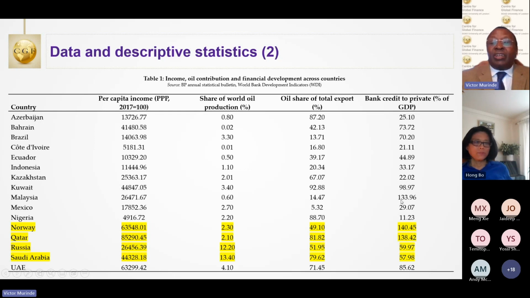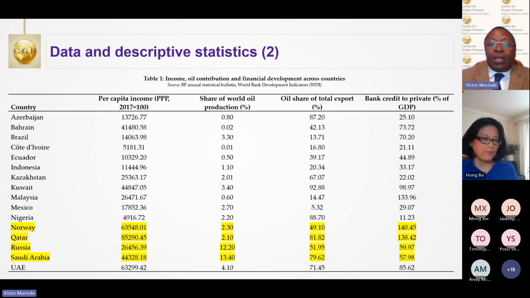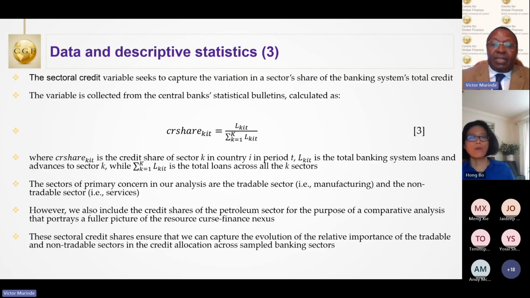Whereas the highest share could be, for example, for Bahrain and Brazil, where their shares of oil production are not necessarily very high. So it's interesting to see how the share of world oil production and the oil share in total exports does not necessarily translate into bank credit to the private sector. Why does this happen? And this is one of the contentions at the back of why we find it very interesting to investigate this aspect.